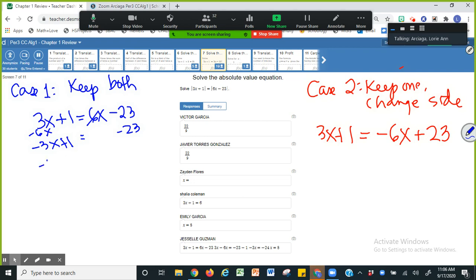Okay, so then negative 3x. Now you have to subtract this one over here. Take away 1, and you get negative 24. So then you get your answer positive 8. That's great.